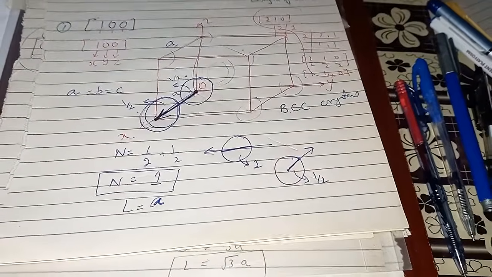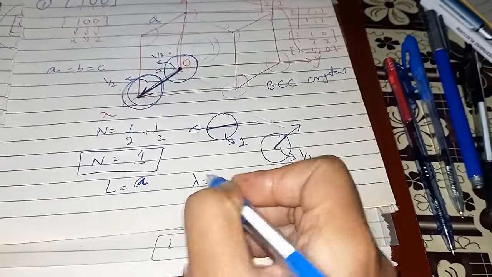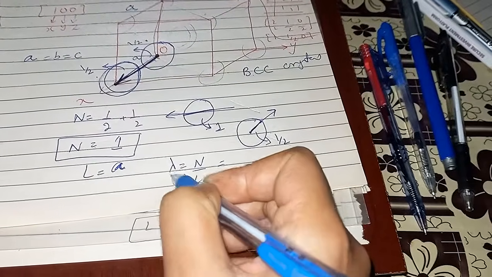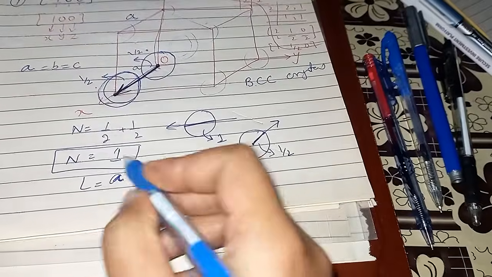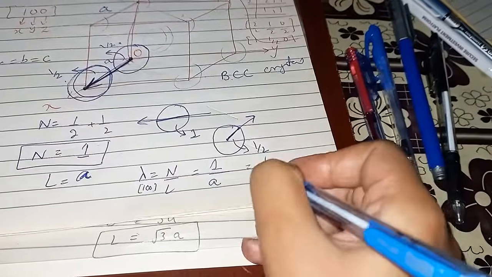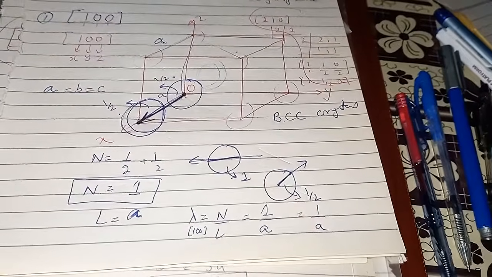All right, now we need to put the values of N and L into this formula to get the linear density for the 1 0 0 direction. Capital N came out to be 1, divided by a. So 1 over a is the linear density in the 1 0 0 direction for the BCC crystal system.